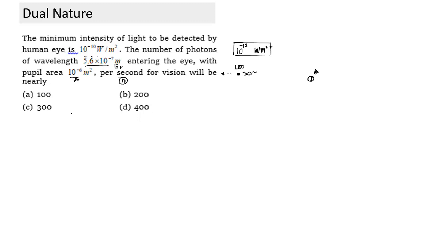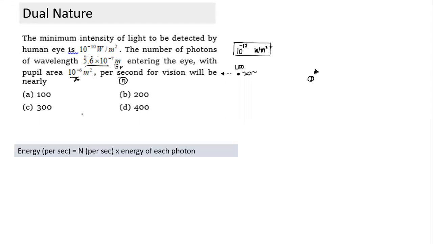So this question is also simple. We have to use intensity, energy of photon, area, and n. What is the equation we form? What is intensity? Energy per second. The energy entering our eye per second will be equal to the number of photons entering our eye per second times the energy of each photon.